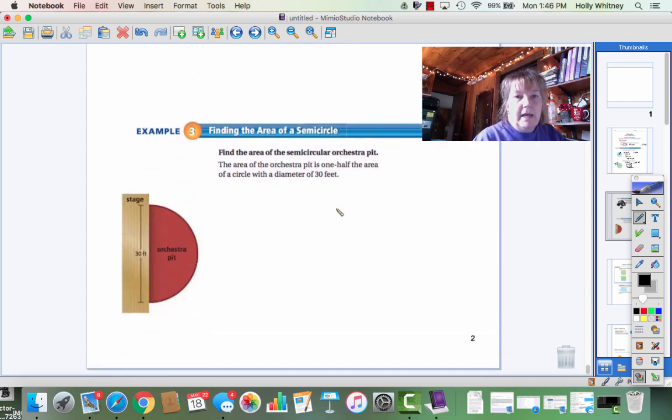All right, finding the area of a semicircle. Well, a semicircle is how much of a circle? It's half. So I am looking for the area divided by 2. So we are looking at pi times the radius squared, divided by 2.